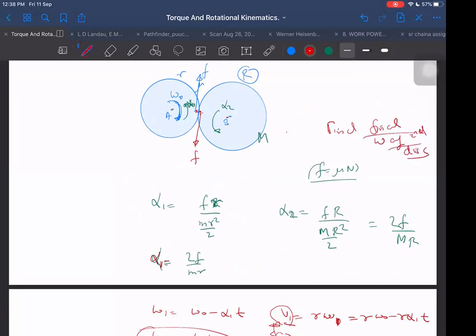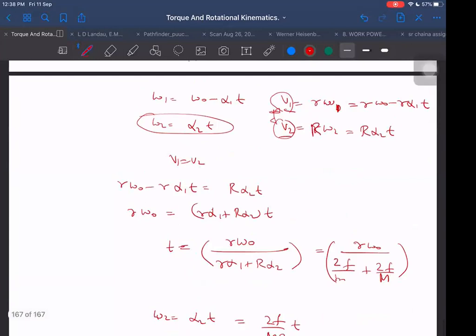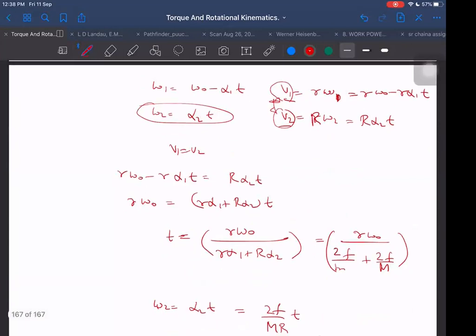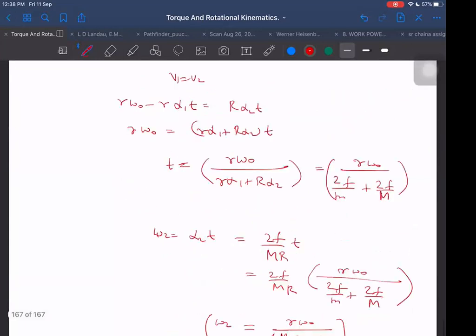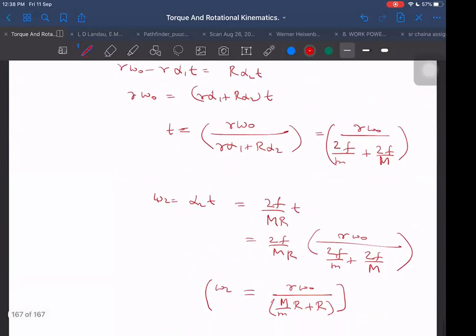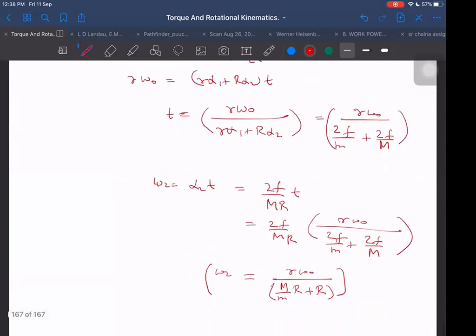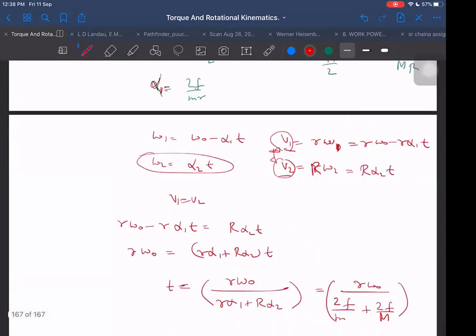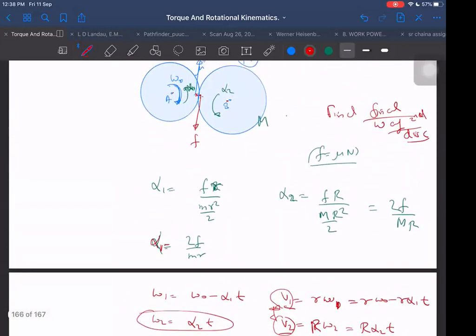Sir, doubt, sir. At last they both will move with same angular velocity, no, sir? No, angular velocity, that's what I'm saying. They will not move with the same angular velocity. Why should they move with same angular velocity? What is the reason behind that? At last, they move in such a way that their velocities at the surface become equal here. There should not be any relative slipping here. Velocities become equal in this place.